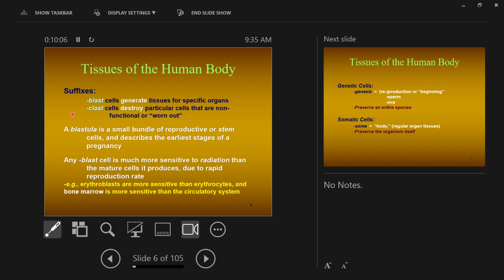Importantly, for radiation safety terms, blastula or blast. See the blast coming up there again, okay?